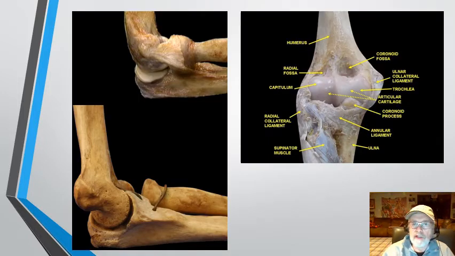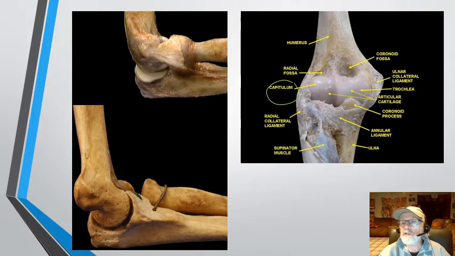This is just looking at these on a dissected specimen. Here's the capitulum. See why it's so shiny? Because it's covered with cartilage. Articular cartilage is going to be covering that. See how it's round looking? Here's the trochlea right here. Here's the coronoid process. You can actually see it coming up that way. Here's that coronoid fossa that it's going to go into. Here's the radial fossa for the radial head.